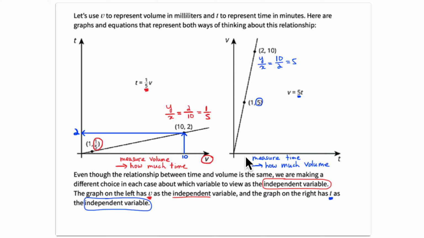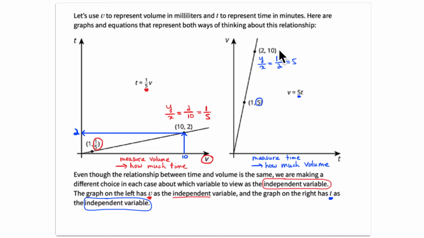So in this case, the 2 minutes is independent. That's what I'm going to measure. I'm going to measure the leak for 2 minutes. And the volume is dependent on measuring that leak for 2 minutes. So the 10 milliliters is the dependent variable. The 2 minutes is the independent variable. It's independent of anything else, whereas the volume is dependent on the amount of time that you measured that.